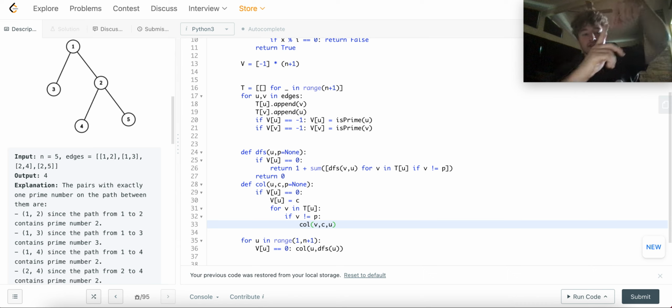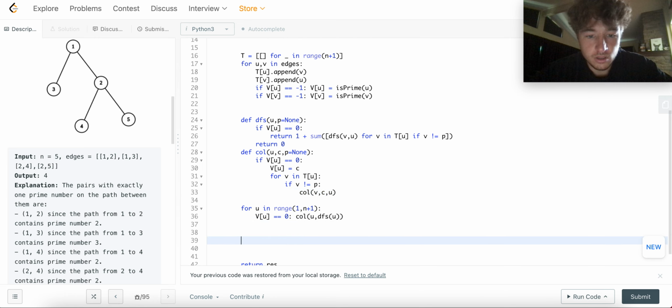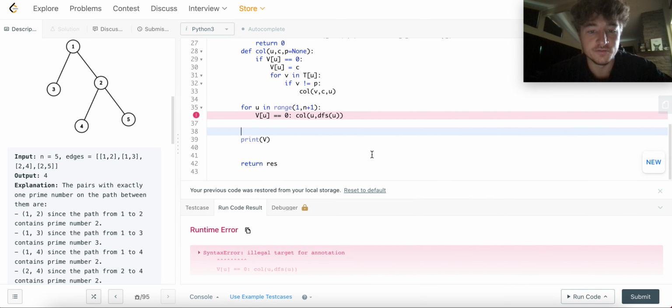Because the way that this tree is created, there's a node and they're connected to each other, so you don't want to create a cycle. So if you come from a parent, don't go back up that path. Okay. All right. And then after this, let's just print V to see if this makes sense. Because we could definitely get a lot of infinite loops and code that doesn't work, because this is pretty involved.